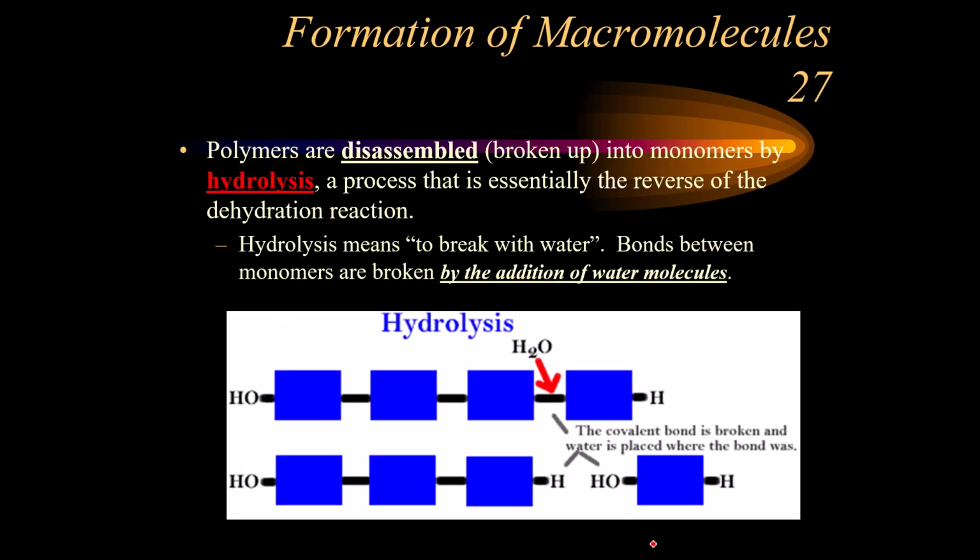On the flip side, we can disassemble them. We've got this long chain of these. We can add water and we can break them up, and it's called hydrolysis. Hydro means water, lyse is to break. So the process is essentially the reverse. We're going to add water in this time. So we're going to put that H back here, that OH back here. And we end up with our monomers. If we were going to break this all apart, we'd add a water here, add a water here. You do this in digestion.